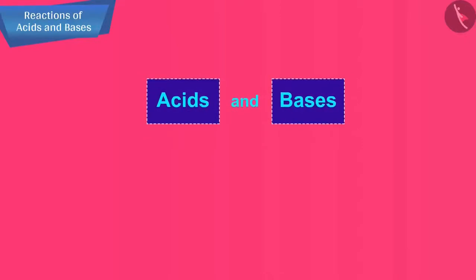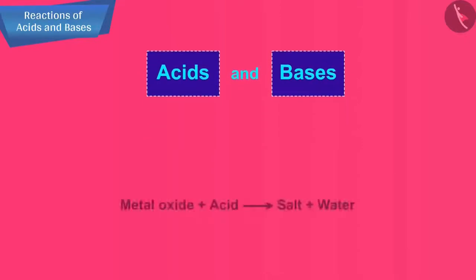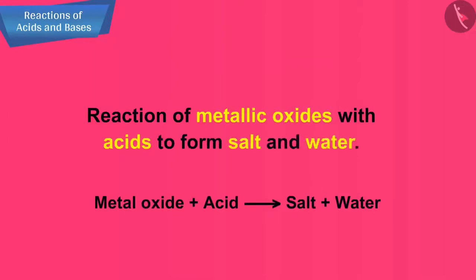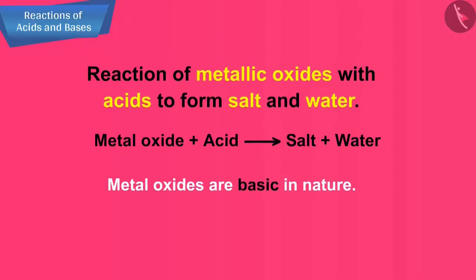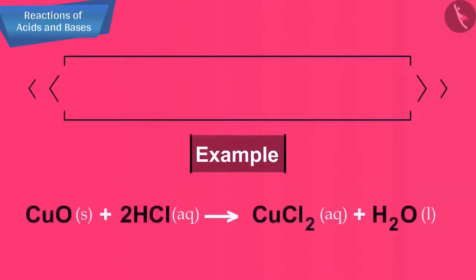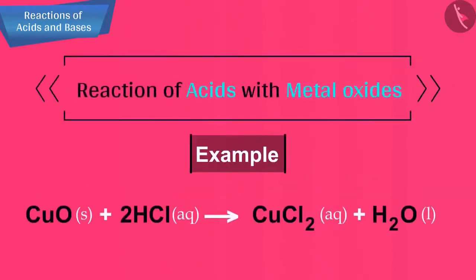Now we will discuss the next type of reaction, which is the reaction of metallic oxides with acids to form salt and water. And students, you already know that metal oxides are basic in nature, and therefore what can we say about the reaction of bases with metal oxides? Yes, right. Bases do not react with metal oxides. So, let's discuss an example of reaction of acids with metal oxides.